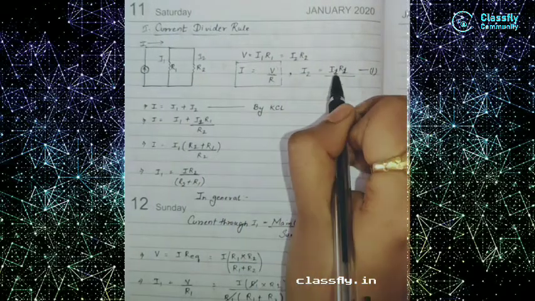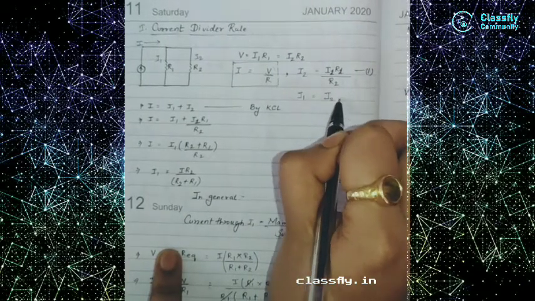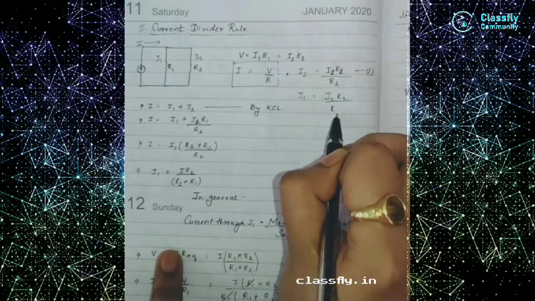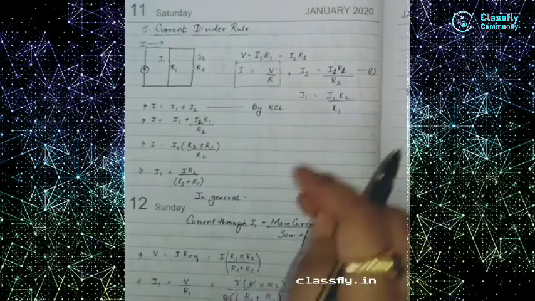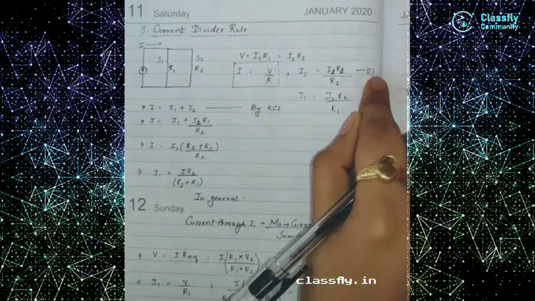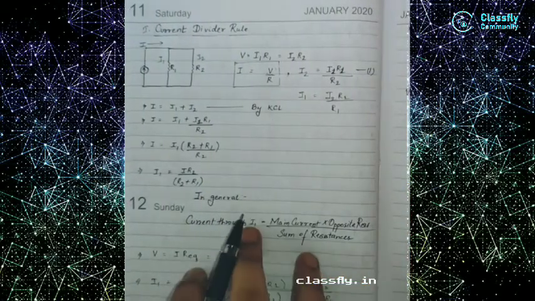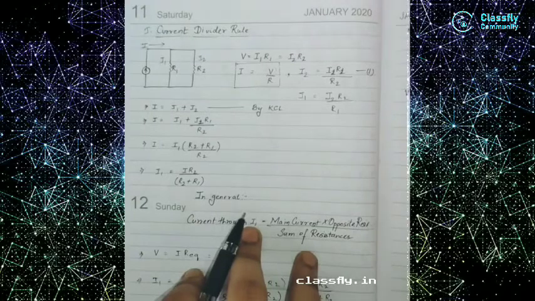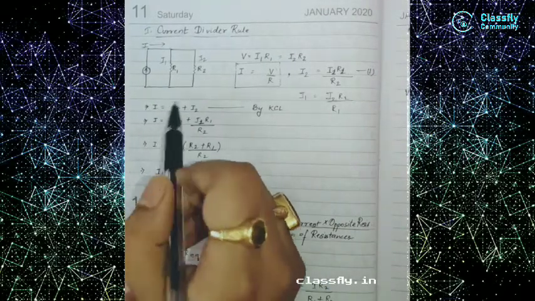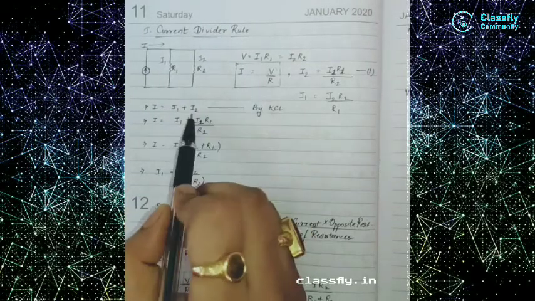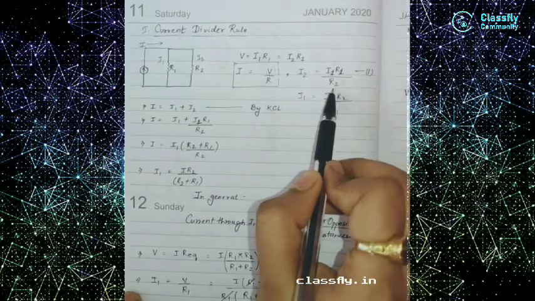Okay? That means if we take I1, it would be I2 R2 by R1, because we will take the same resistance. So this is the concept. Let it be equation 1. Now by KCL, we know that the summation of the currents is KCL. That means the total current is equal to I1 plus I2. So we already know the value of I2. It is I1 R1 by R2.